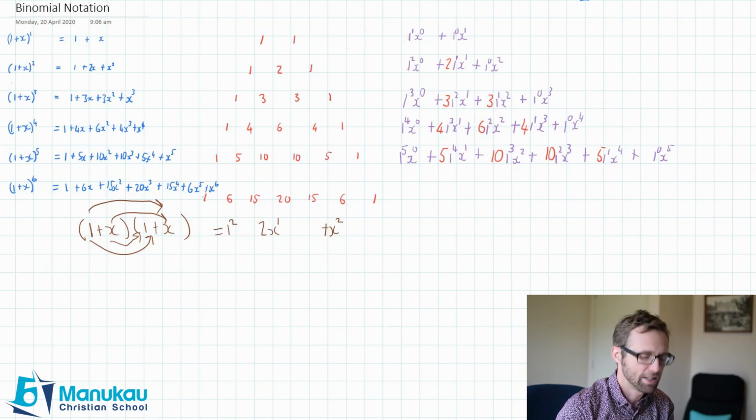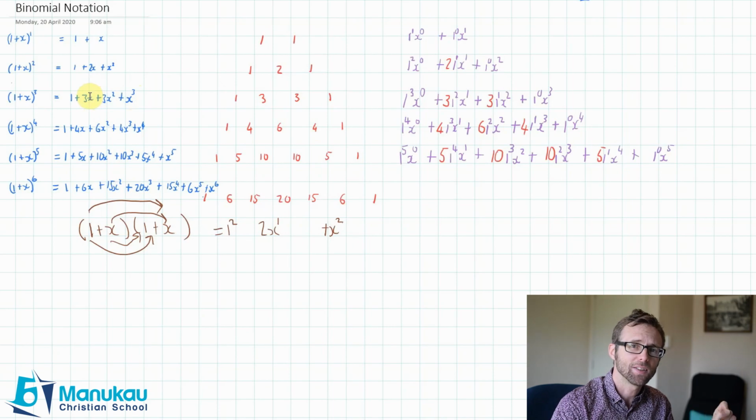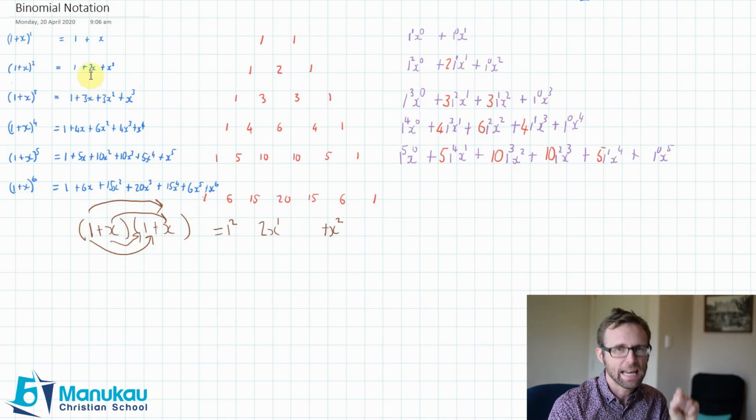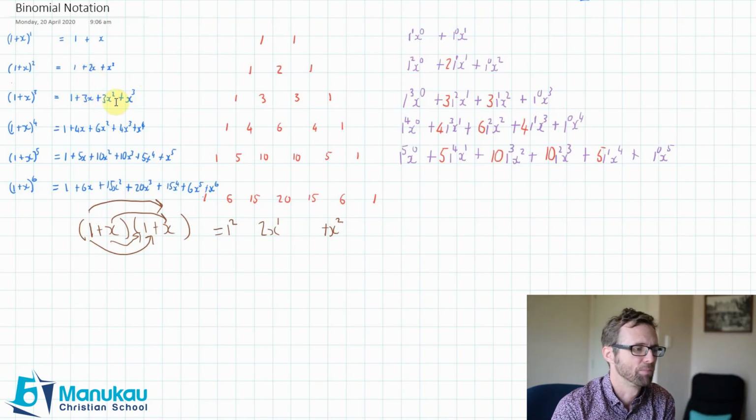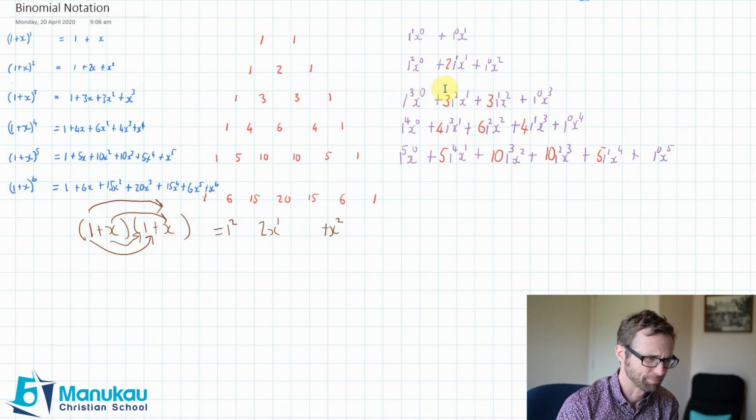Okay, let's look at when we're dealing with 1 plus x to the power of 3. Well, you know we're going to get these terms. We've got 1, then we've got a 3x, we've got a 3x squared, and we've got an x cubed. Again, notice the first term has no x's. The next is x to the power of 1, x to the power of 2, x to the power of 3. Let's see if we can see what's going on here.